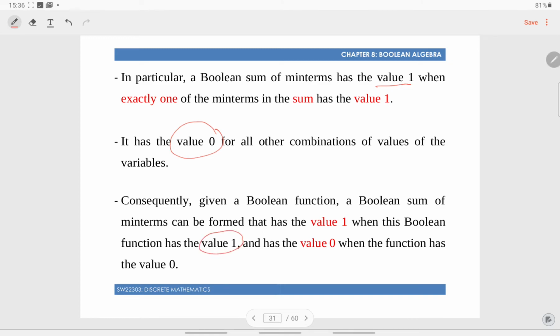We highlight this one and also this one, and it has the value 0 when the function has the value 0. Okay, given a Boolean function, a Boolean sum of minterms, as I mentioned before, we can add together several distinct minterms by using the Boolean sum operation. So we have a Boolean sum of minterms. These sums can be formed that have the value 1 when this Boolean function has the value 1, and have the value 0 when the given function has the value 0.